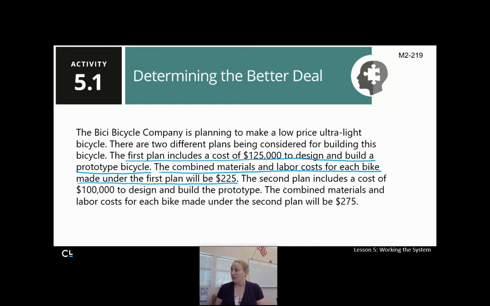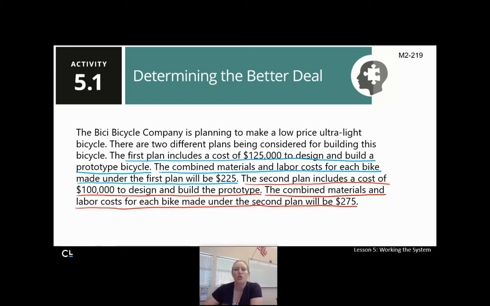The second plan, I better use a different color for this one. The second plan includes a cost of $100,000 to design and build the prototype, so a little bit less. The combined materials and labor costs for each bike made under the second plan will be $275. So less for the prototype, but more per bike.